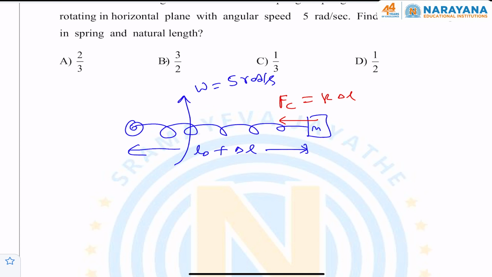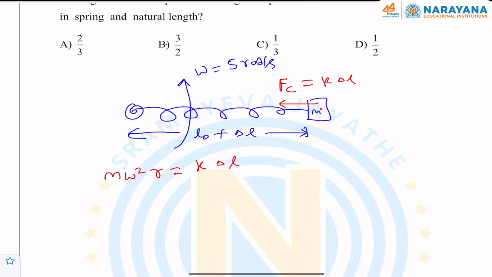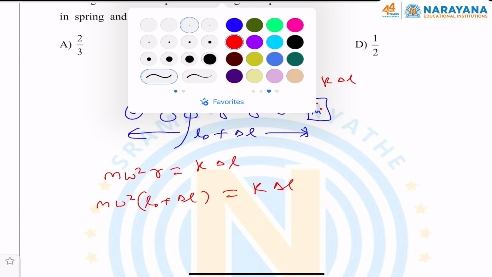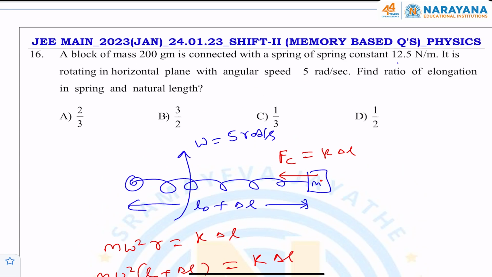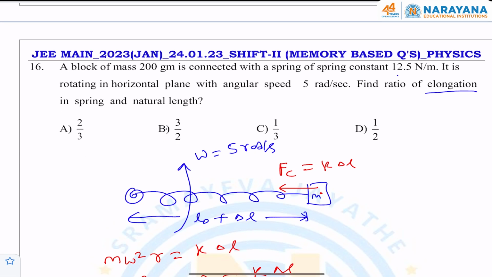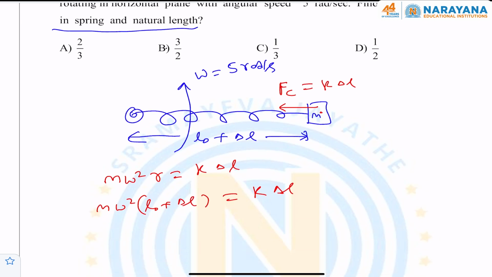But centripetal force can be written as m omega square r. r is distance of particle from axis of rotation. This is equal to K delta L. It can be written as m omega square (L0 plus delta L), equal to K delta L. He is asking the ratio of delta L to L0, elongation in spring and natural length.